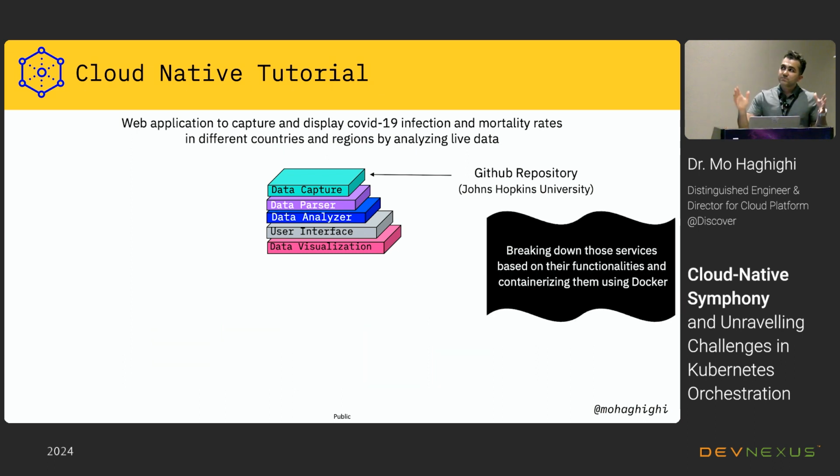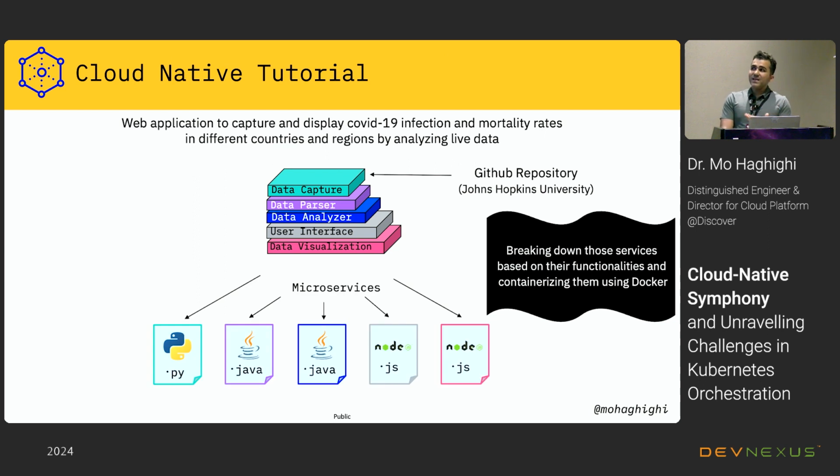So what I did, I broke down those services into individual services based on their functionalities. So a data parser, a data capture, each one of them completely unique, and I containerized them with all their dependencies and libraries. This way, I made them capable of running on any cloud. So they were cloud native, and I'm going to talk about them. And that gave me the option to even take advantage of different programming languages and frameworks, because I could easily just package them with their dependencies and libraries and deploy them anywhere I wanted.